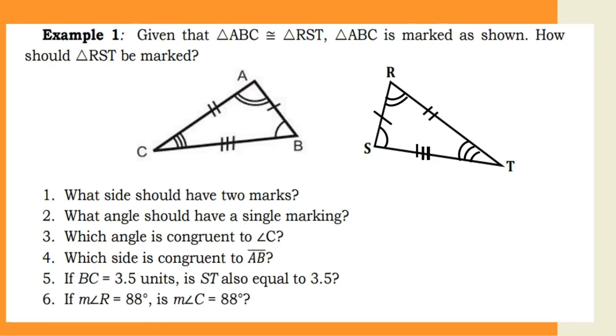And lastly, for number 6, if the measurement of angle R is 88 degrees, is angle C also equal to 88 degrees? Let's see. Angle R measures 88 degrees, and angle R corresponds to angle A. Then, they are not equal.